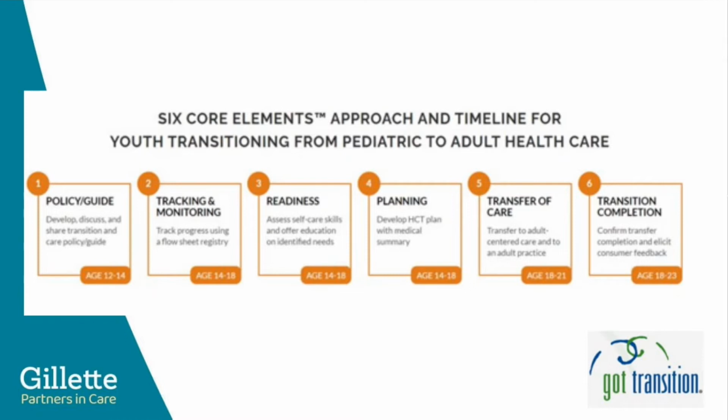There are these 6 core elements of transition that Got Transition talks about. So policies, tracking and monitoring, measuring readiness of patients for transition into adulthood. Like I was talking about those young people that are going to live independently, there are readiness questionnaires you can use in your practice to identify those things that you should spend time on as it relates to transition. So for example, what does it take to order your medications? Can you do that? Who's doing that for you? And that can really help goal set with patients.